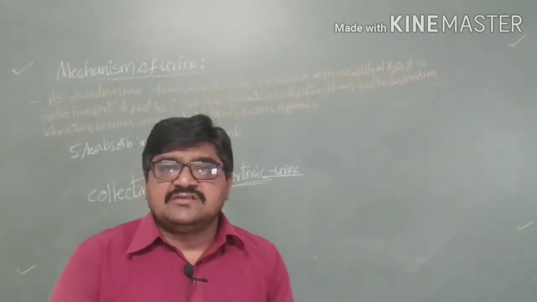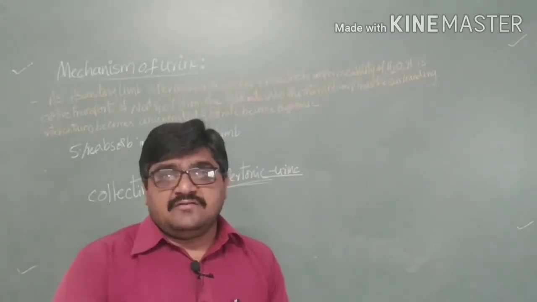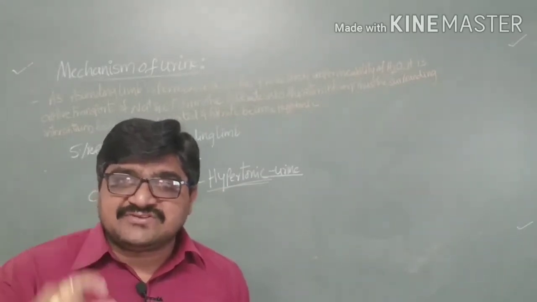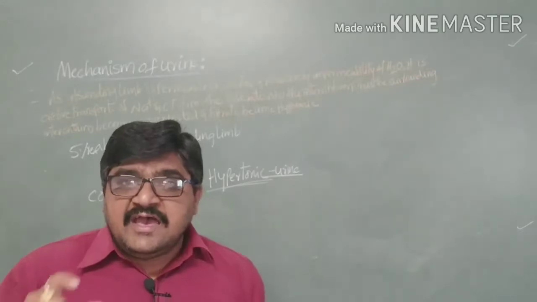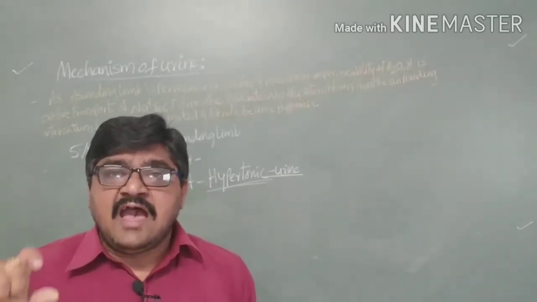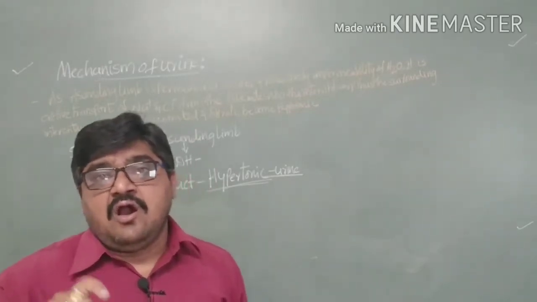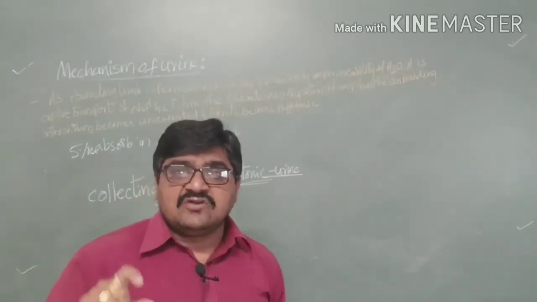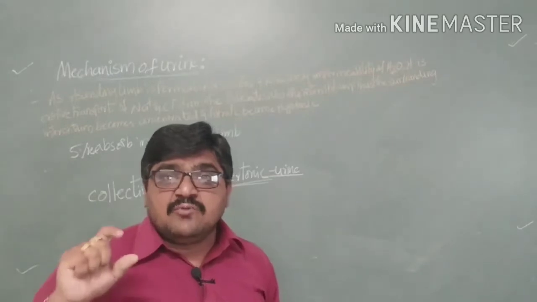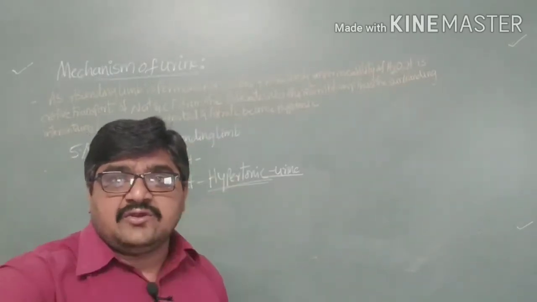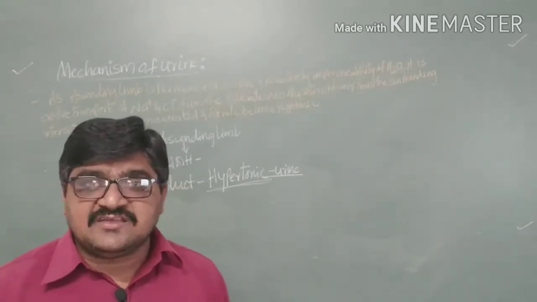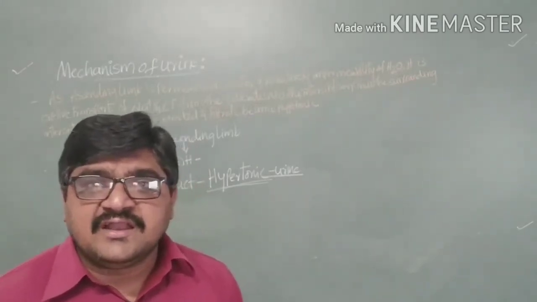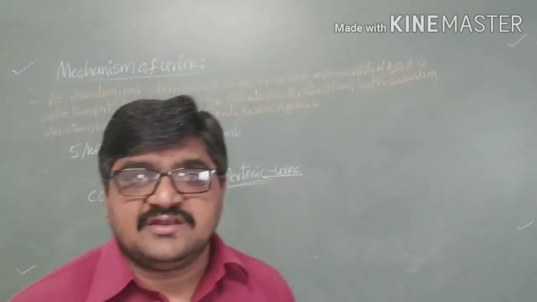This mainly takes place in the nephron, in the loop of Henle, a hairpin-shaped, U-shaped structure, in the descending as well as ascending limb, and also in the vasa recta and the interstitial fluid, where it becomes hypertonic as well as hypotonic. The osmolality increases from 300 to 1200 mOsm. So this is how urine formation takes place in our body, in the nephrons.